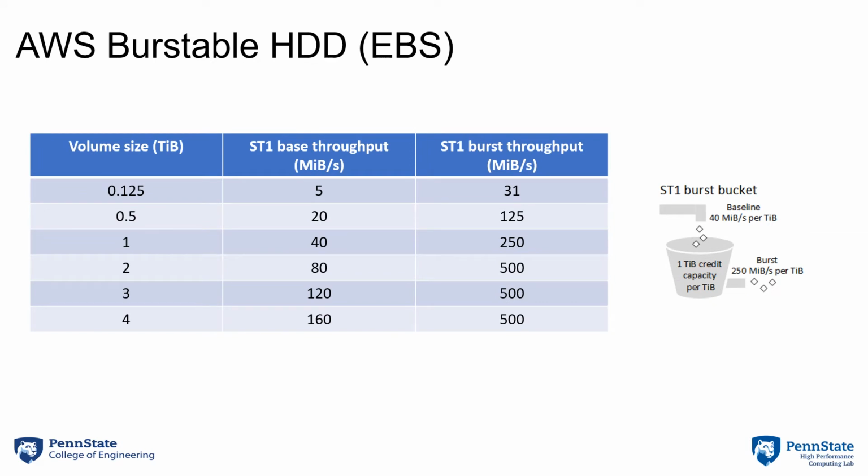Similar to SSD, this is an example of a hard disk drive. The mechanism is similar to SSD, and the baseline service rate is linked to the amount of storage you provision in the public cloud. The more storage you provision, the higher the baseline rate, and the more burst throughput you can achieve, which varies from 31 megabytes per second to 500 megabytes per second.